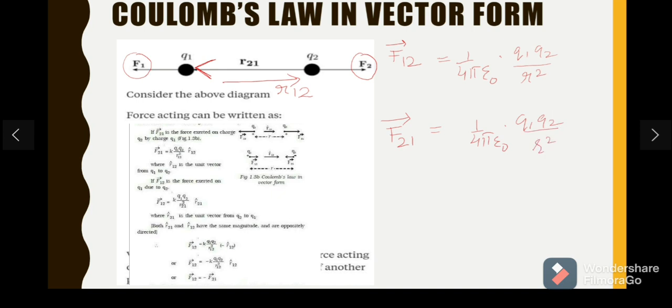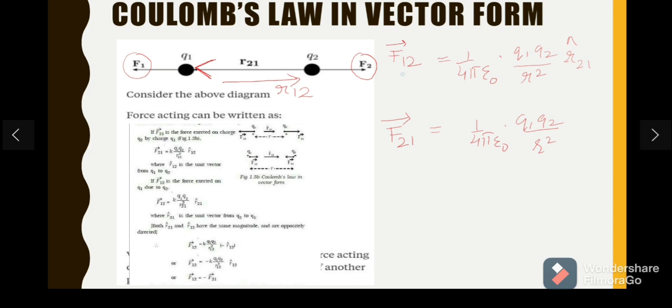Now if I want to have a look at what is the direction, because basically this is Coulomb's law in vector form. So now look at the direction of force 1. If I want to look at the unit vector which is towards q1, that unit vector would be r21. Okay, so I can write here r21 hat.